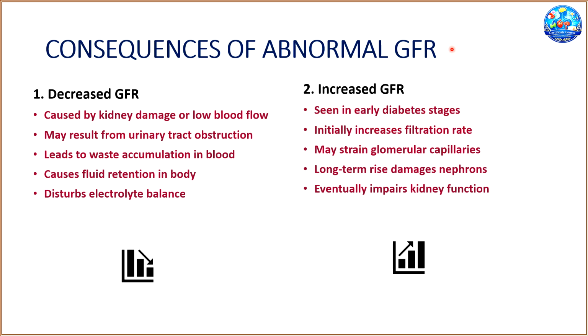Consequences of abnormal glomerular filtration rate. We have two consequences. One is decreased GFR, the other one is increased. Under decreased conditions, a decrease in the glomerular filtration rate may occur because of kidney damage or reduced blood flow, or it could also be obstruction in the urinary tract. This leads to accumulation of waste products, fluid retention in the body, and electrolyte imbalances. All these can severely affect the overall health.